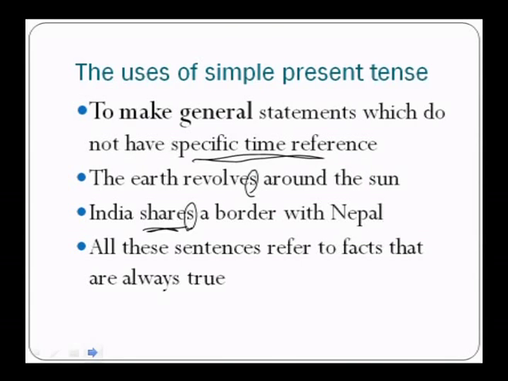Now all these sentences, India shares a border, the earth revolves round the sun, they refer to facts, point number 1. They are used in what? Point number 2, in present tense form, and they do not indicate any specific point of time. Fourth, they suggest a time span extending indefinitely into a remote past and a distant future. Now these are the 4 things that we understood when we saw the general statements.